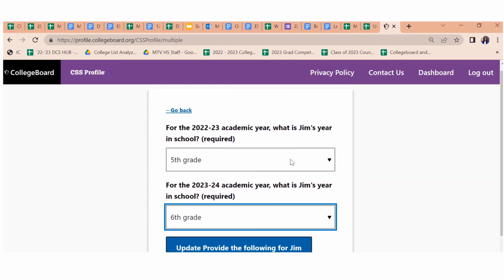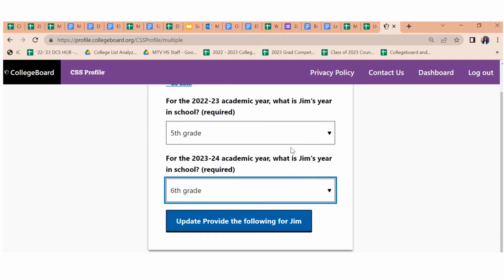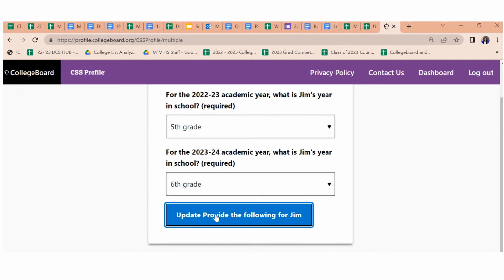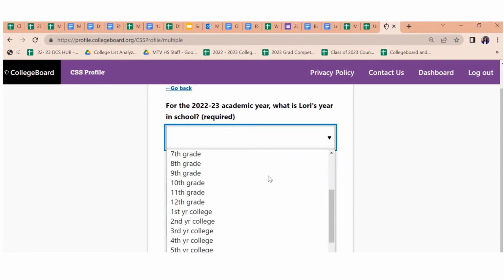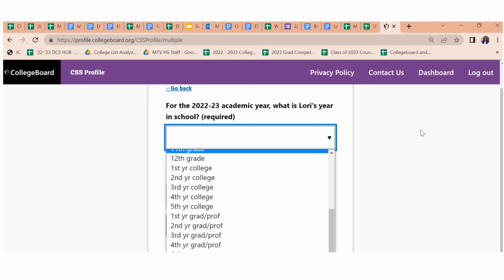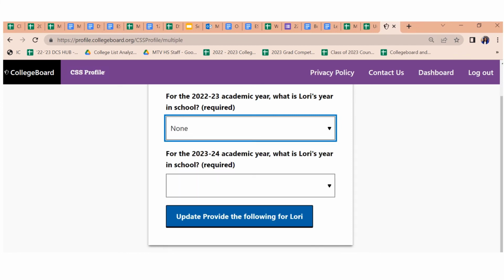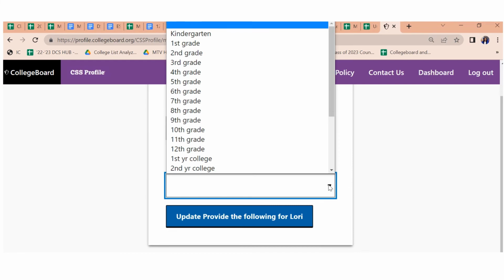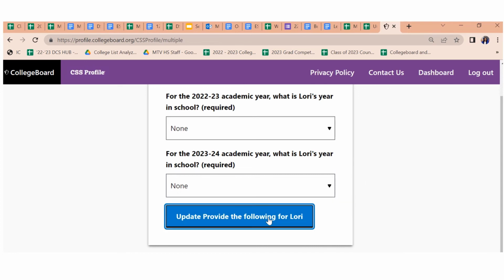So they're trying to determine how many students are in college and kind of where this family's finances are going in terms of other siblings' education. So once we are done with that for this sibling, we will provide information about, in this case, the grandparent. So we would obviously, if this is the grandparent and the grandparent is not in school, select none. And then again, we will select none for the next school year, the year that your student will be in college, and update that.